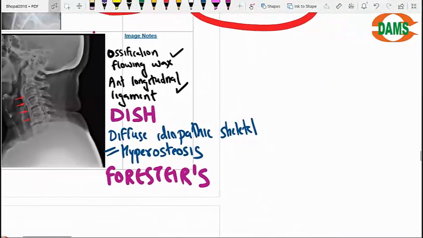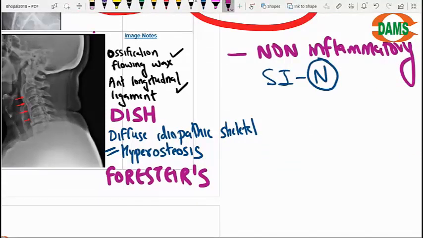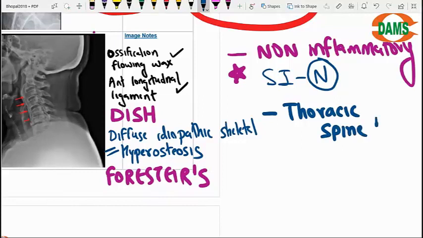Now, the difference between DISH and ankylosing spondylitis is, DISH is a non-inflammatory disease. Ankylosing spondylitis was an inflammatory disease. This is non-inflammatory. SI joints in DISH are normal. Please put a star here. There is no sacroiliitis in DISH. And DISH most commonly involves the thoracic spine. And in thoracic spine, there is asymmetry. Right side is involved more than the left.